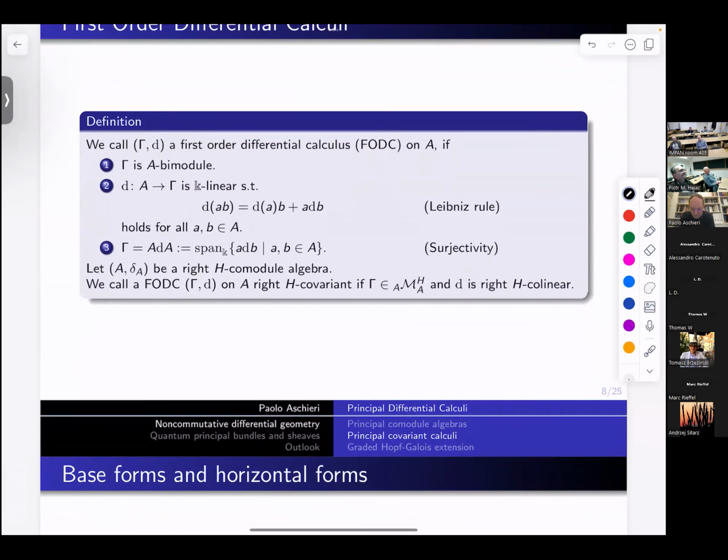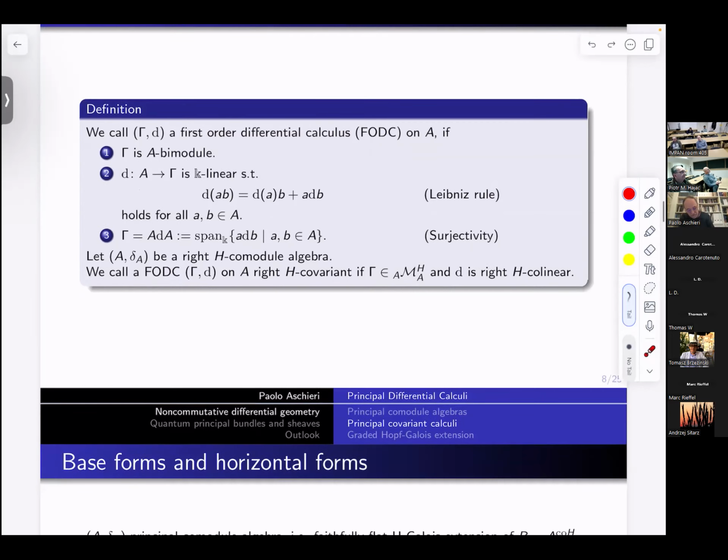So let's recall the basic definition of a first order differential calculus on an algebra A. We are requiring to have an A-bimodule and a linear map that is a derivation. The other condition that we ask is what I would call the surjectivity condition, that is that the linear span of elements of the form a db is the bimodule itself.